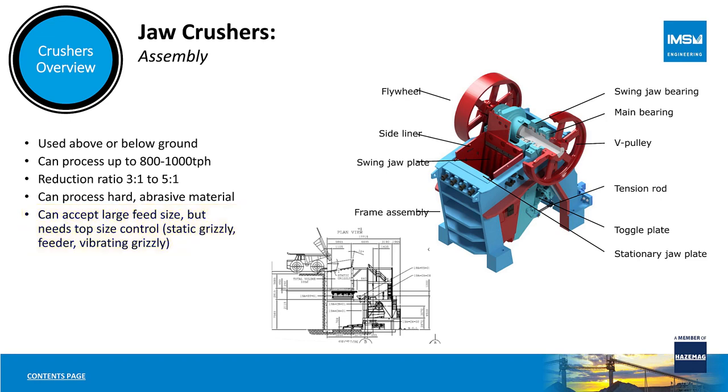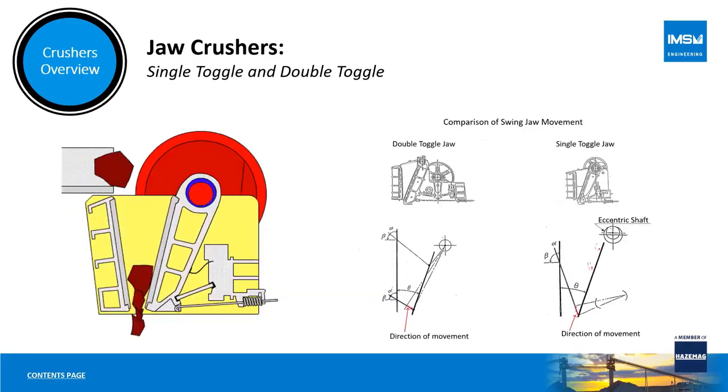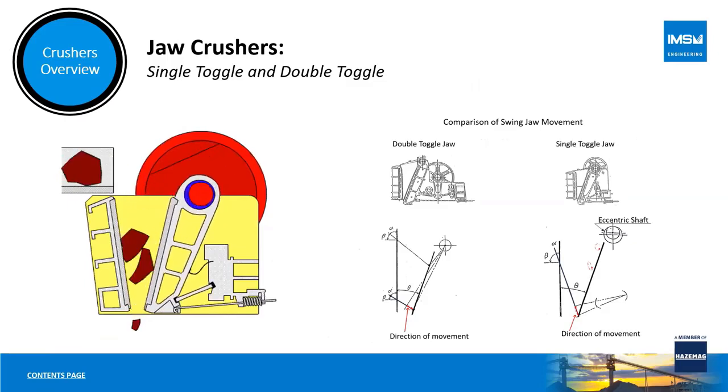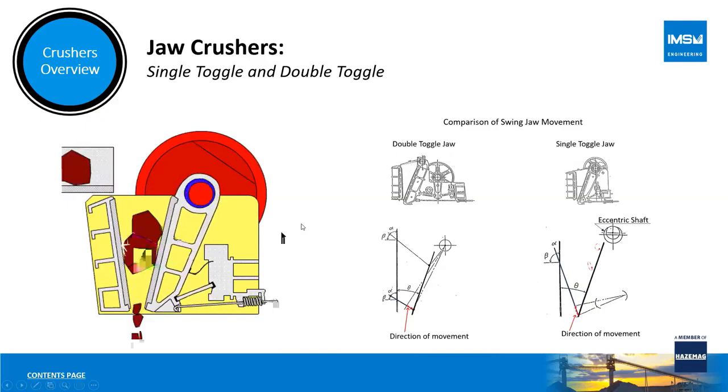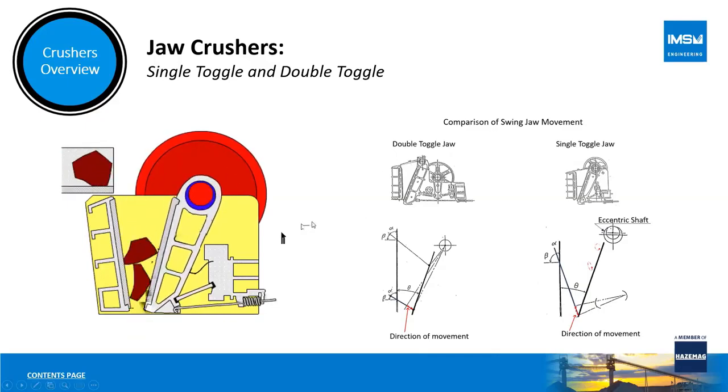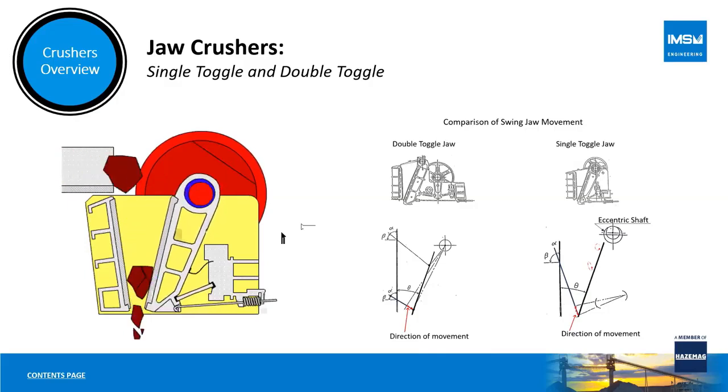A jaw crusher is made up of a frame which has a stationary jaw plate, and then a moving jaw plate. The moving jaw plate is on a swing jaw which has an eccentric shaft. As it rotates, it oscillates, creating the compression forces in the crushing chamber. There are two different types of jaw crushers, namely single toggle and double toggle. In a single toggle, the eccentric shaft is at the top of the crusher, and the shaft rotation and the toggle plate cause the compression action. This is seen in this animation. For a double toggle, there are two shafts and two toggle plates.